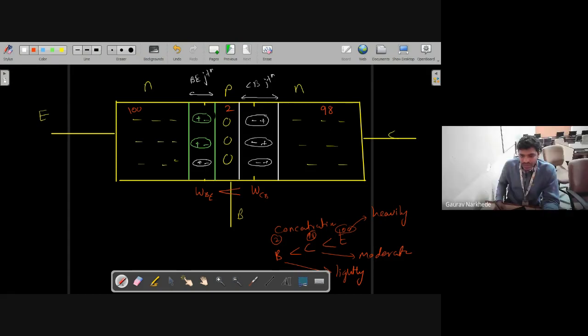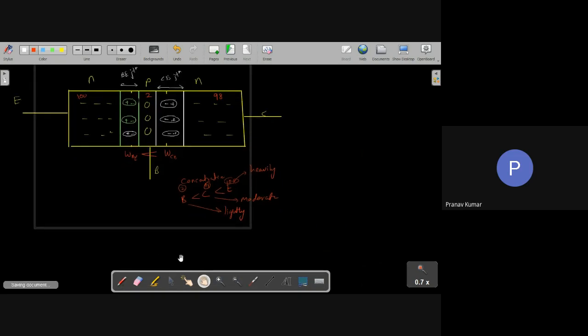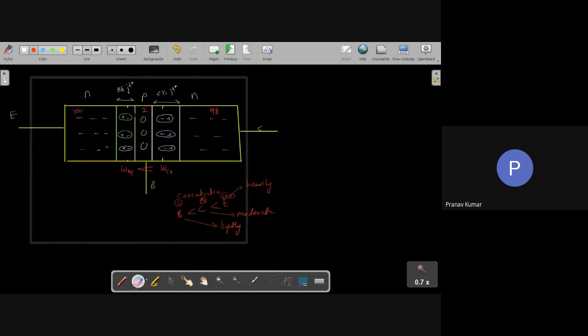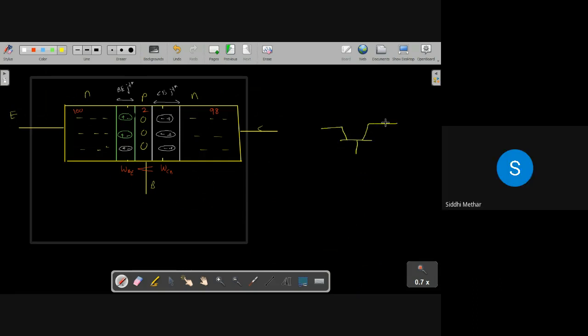Now, is this of any use? Is this device of any use as it is? No, sir. When will it be useful? When an external voltage is applied. So when we connect the external power supply, what is that process called? Biasing, right?